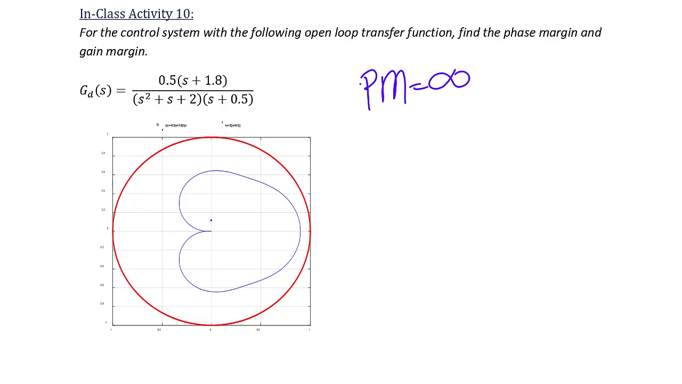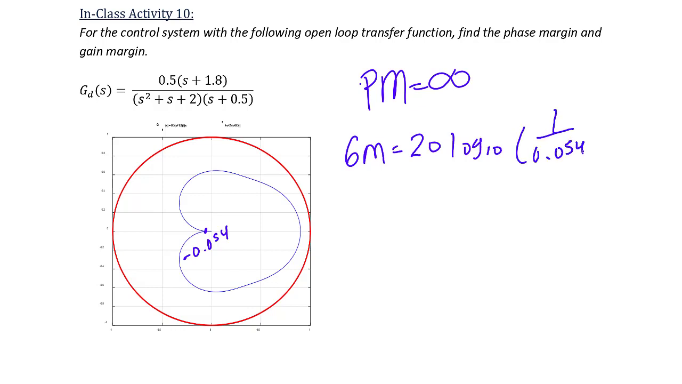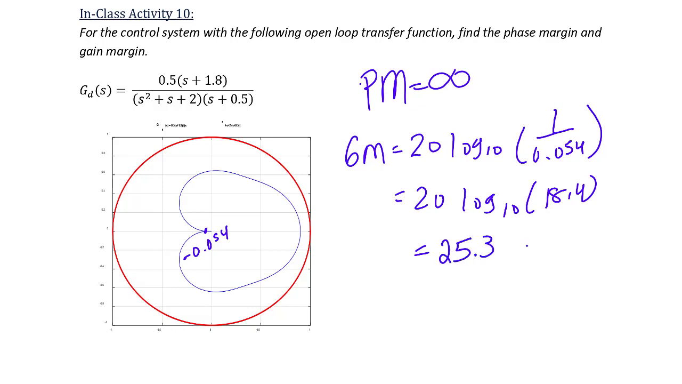Now, in order to find the gain margin, we need to find the point that is closest to the 1 on the 180-degree line. And so that is approximately here. And it has a value of negative 0.054. So the gain margin is 20 log base 10 of 1 over 0.054, or 20 log base 10 of 18.4. And so the gain margin is 25.3 decibels.